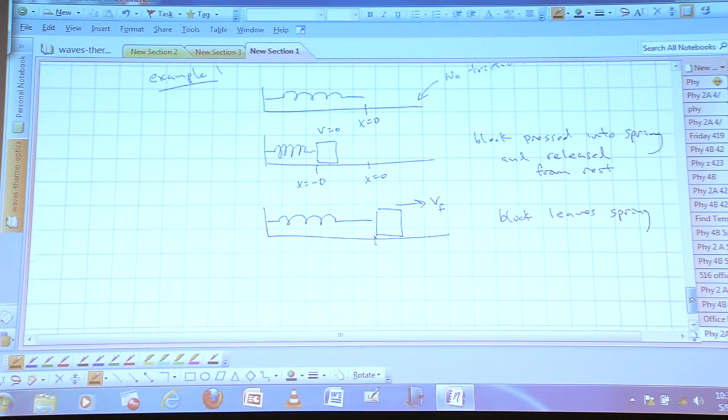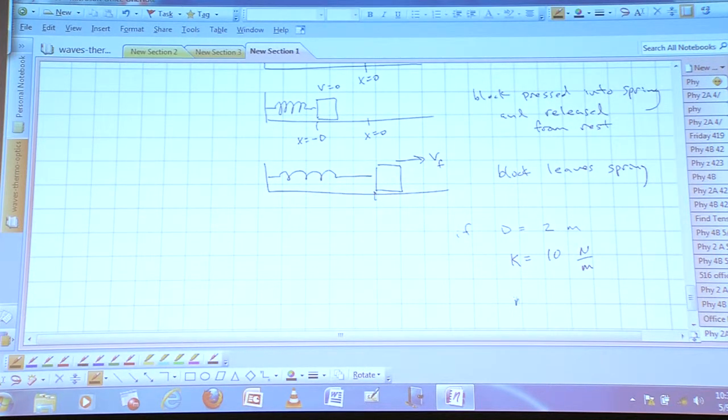So if I gave you some numbers here, D is 2 meters. The spring constant is 10 newtons per meter. The mass is half a kilogram. Tell me how fast it's going. How fast is that block going when it leaves the spring?